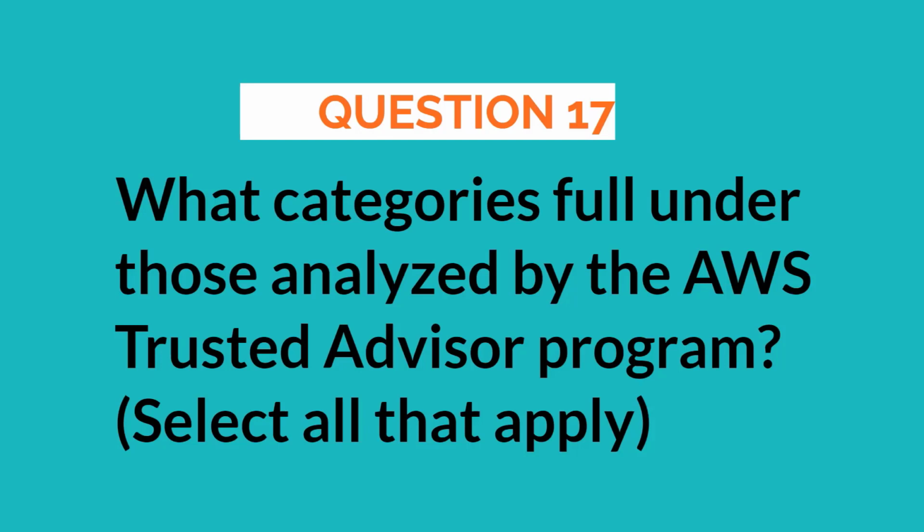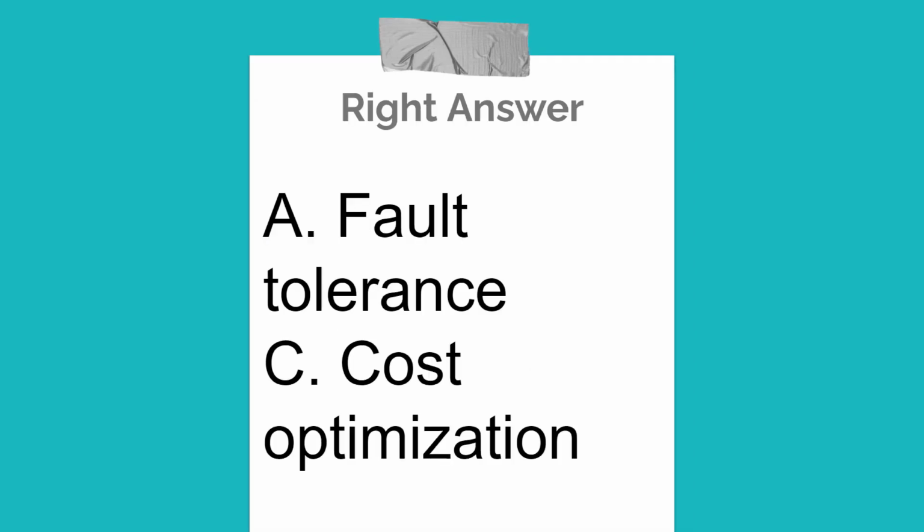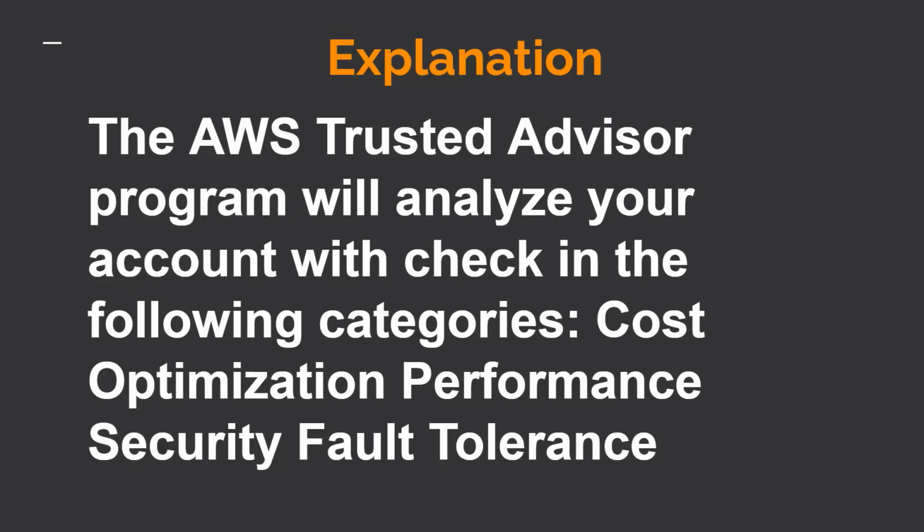Question 17. What categories fall under those analyzed by the AWS Trusted Advisor program? Select all that apply. Option A. Fault tolerance. B. Scalability. C. Cost optimization. D. None of the above. Right answer is A. Fault tolerance. C. Cost optimization. Explanation: The AWS Trusted Advisor program will analyze your account with checks in the following categories: cost optimization, performance, security, fault tolerance.